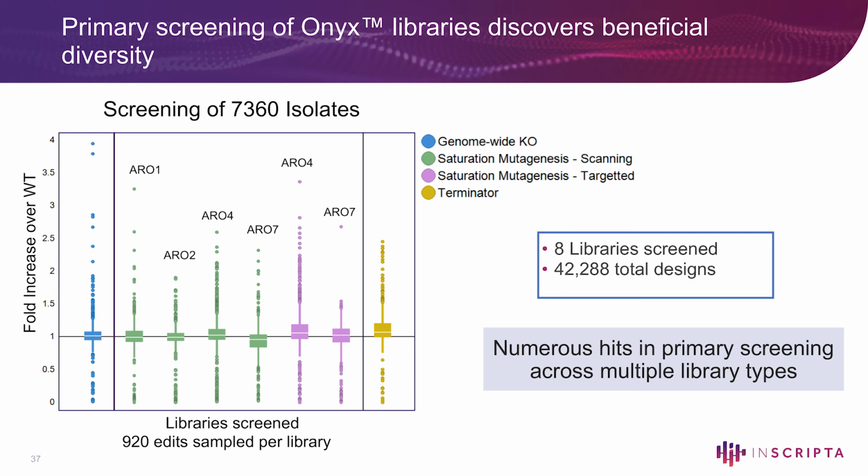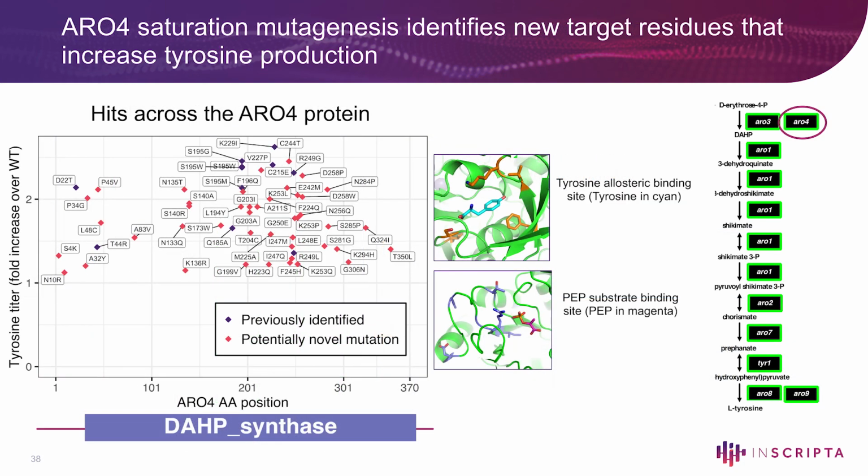We see a lot of primary hits across. In the primary screening, we see a lot of hits in this. So I'll give you 2 examples. One for the specific targets, ARO4, which is a very essential enzyme in the tyrosine pathway. So what you see here is the ARO4 enzyme and the domain architecture for that, the residues along that domain architecture, and in the y-axis is tyrosine titer that we've measured using Agilent RapidFire mass spec.